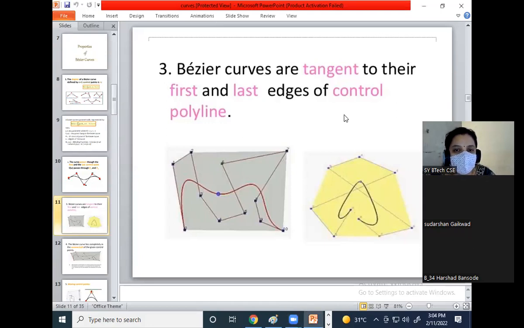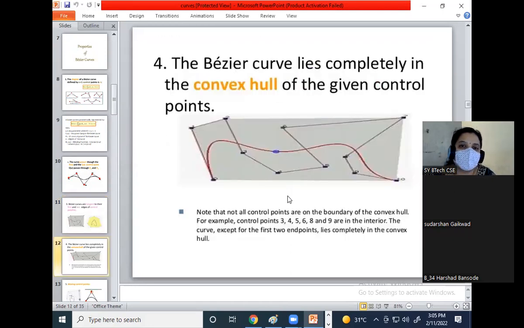Okay. So the Bezier curve has this property that at the first point and at the last point, the lines connecting the first two control points and the last two control points are the tangent. So that is the third property of the Bezier curve. The fourth property is that the Bezier curve lies completely in the convex hull of the given control points.